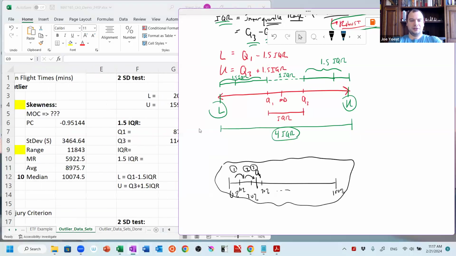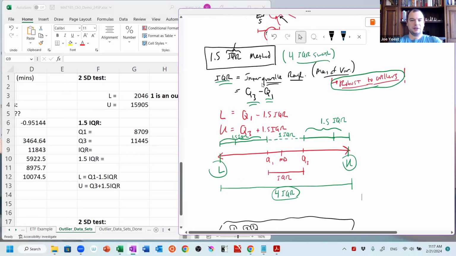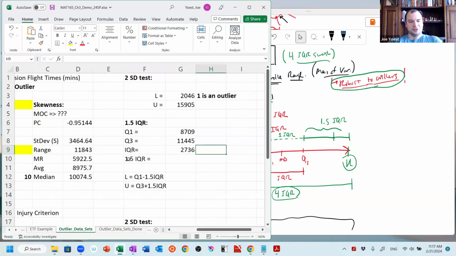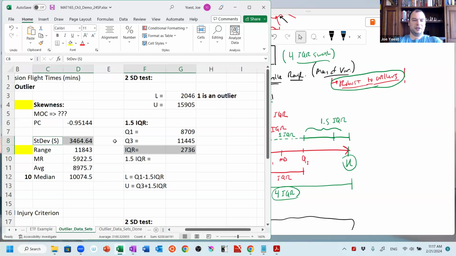The IQR is the difference between Q3 and Q1. So Q3 minus Q1. The IQR is about 2,700. And this is kind of the measure of variation that's analogous to the standard deviation, but not affected by outliers. We can see that the standard deviation, which is affected by outliers, and we kind of think that one is an outlier, the standard deviation is quite a bit larger than the IQR. In this case, it's somewhere in the ballpark of 25% larger. It's affected by that outlier.